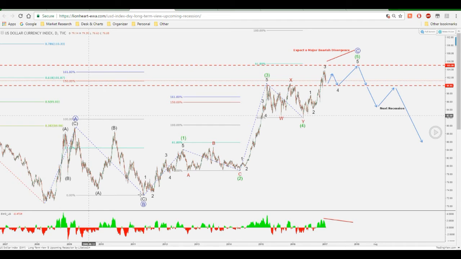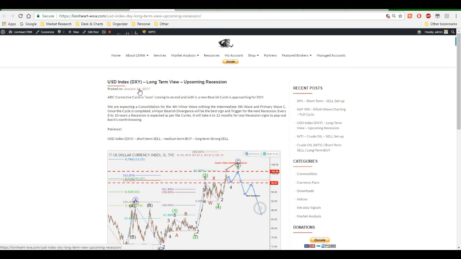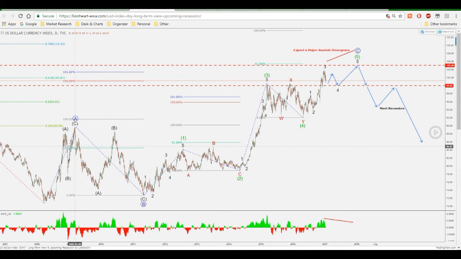Now I marked this as an ABC on the longer scale, on the daily chart on the dollar index, by the way, so that you can actually see this. This post was done a few days ago. Yeah, January the 14th, 4 days ago. The reason why I marked this as an ABC is that I noticed other traders are marking this as an impulsive 1, 2, 3, 4, 5. However, I'm not really satisfied with that.